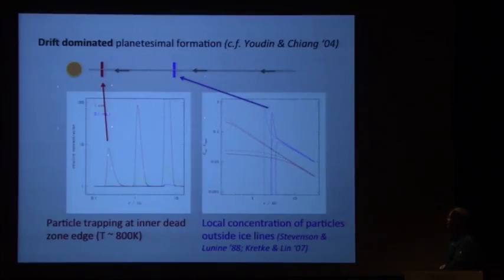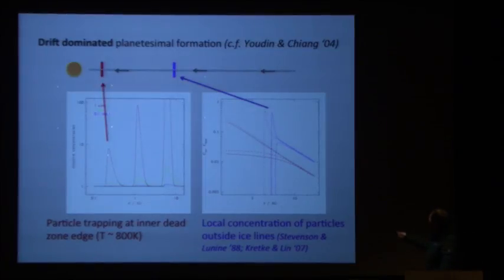And you can do some quite simple models of that, placing particle traps at this radius, and for reasonably sized particles, so the red curves here are for 1 centimeter, at a few tenths of an AU, you could easily get a concentration of an order of magnitude or so in the local density of particles at that inner dead zone edge.